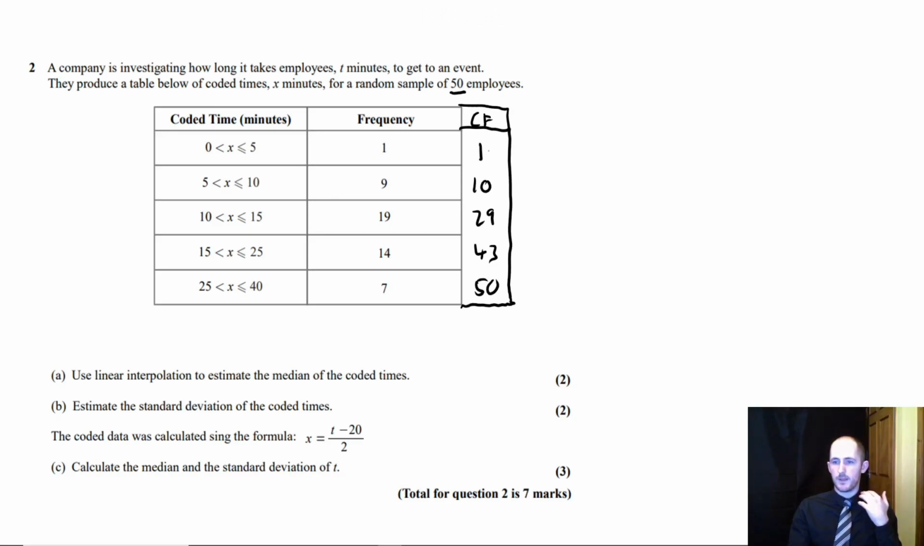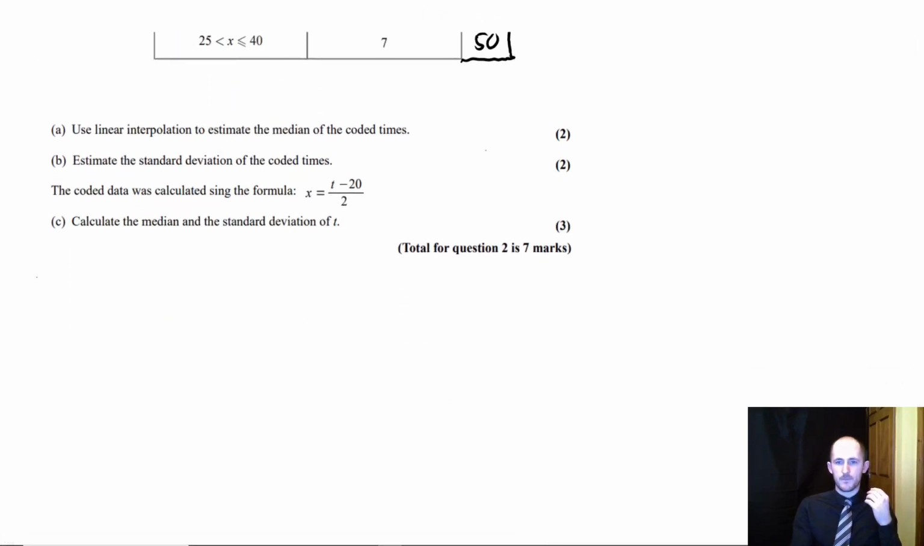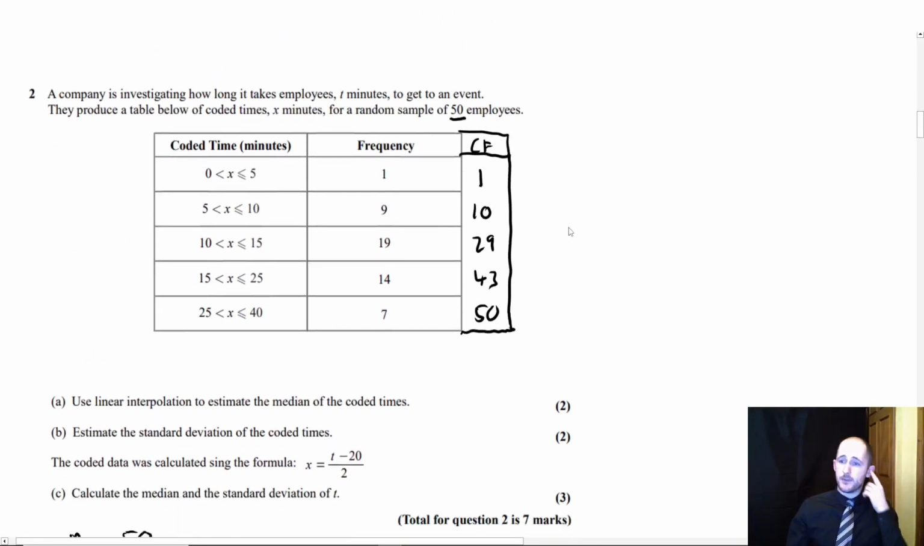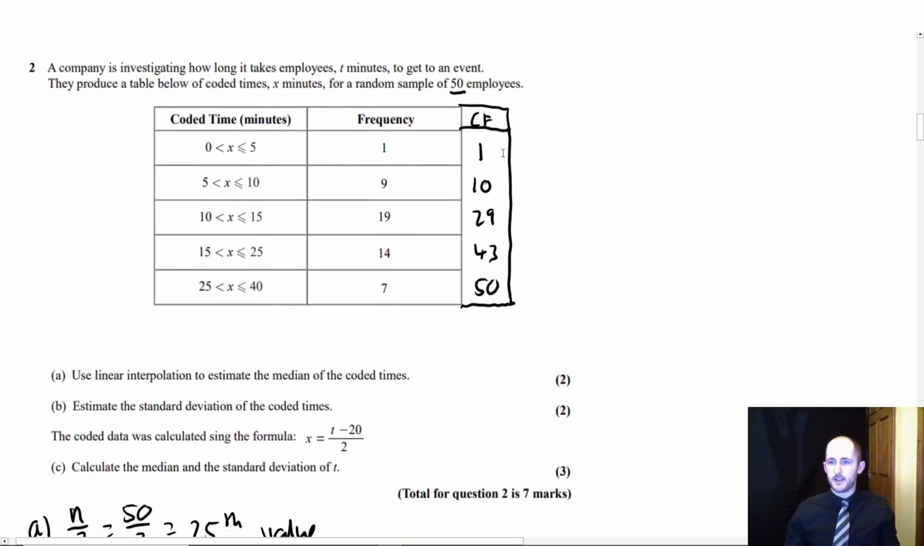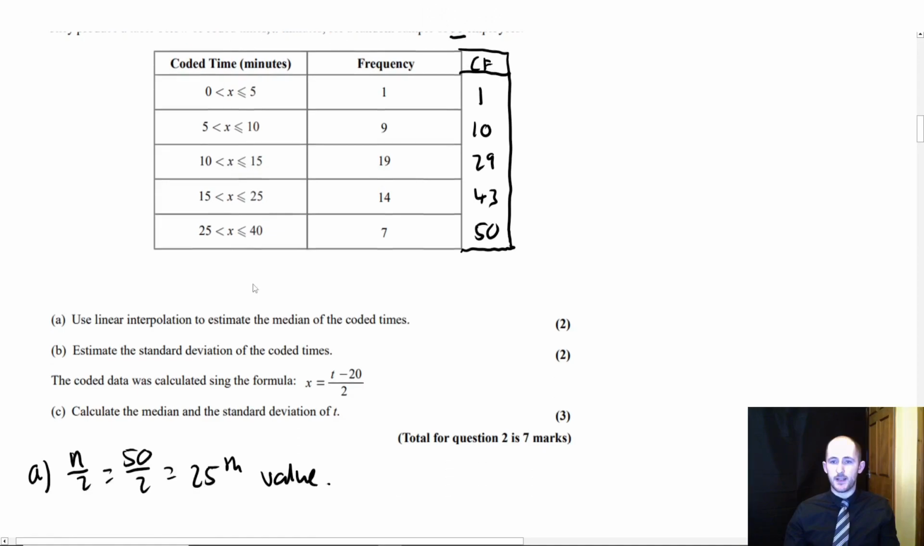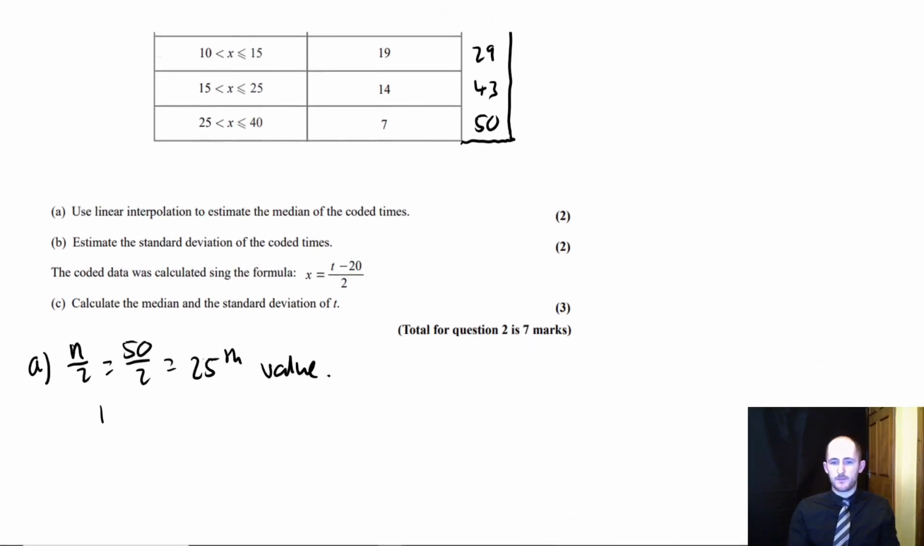Okay. Linear interpolation. So again, let's go down. And we're going to do n over 2, which is 50 over 2. We're looking for the 25th value. So the 25th value is going to be within, so 1, 10, 29, so it's going to be within this class here, 10 to 15, okay? So we know it's in that class.